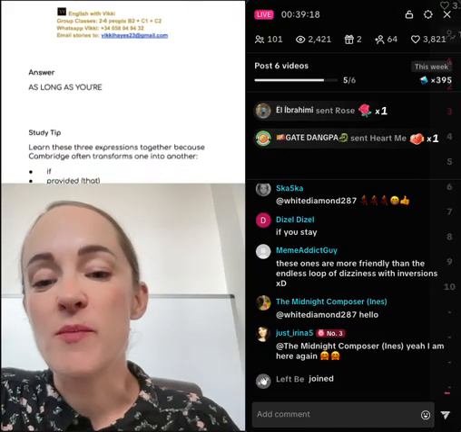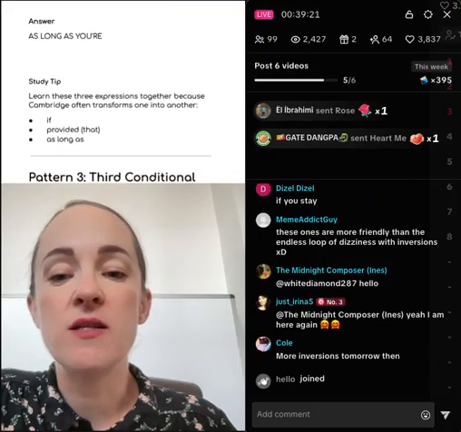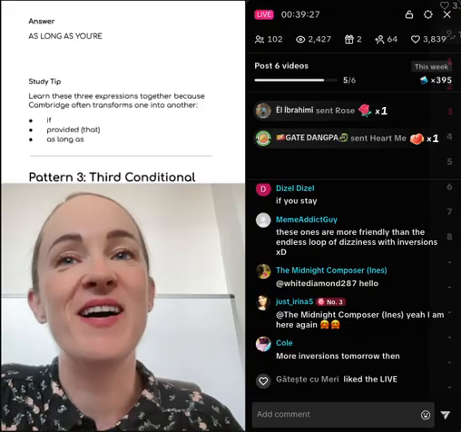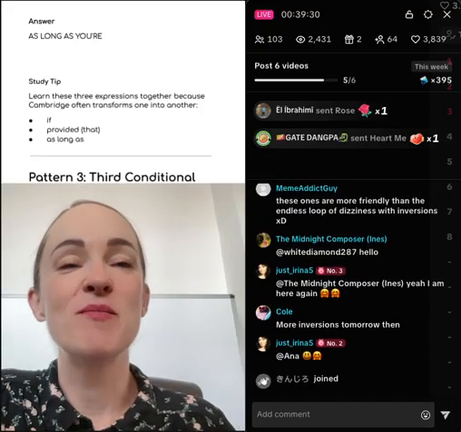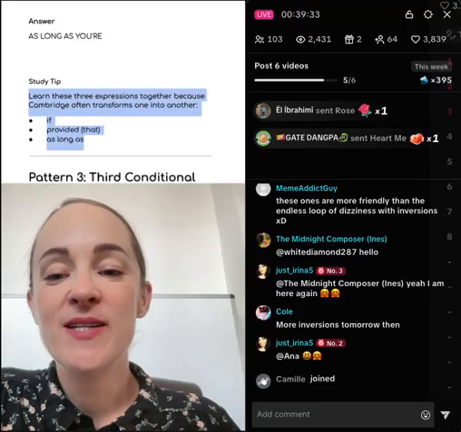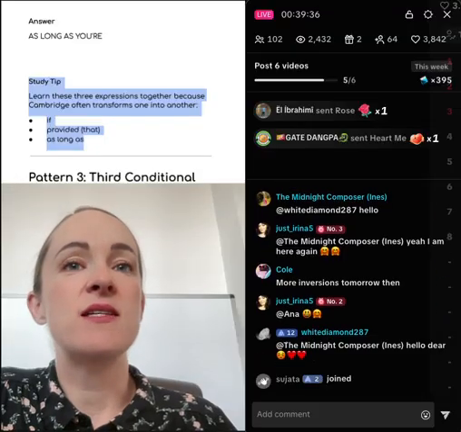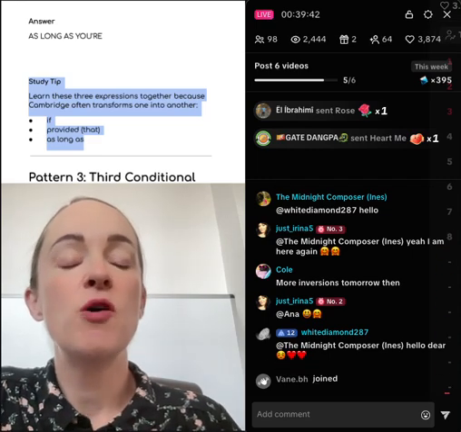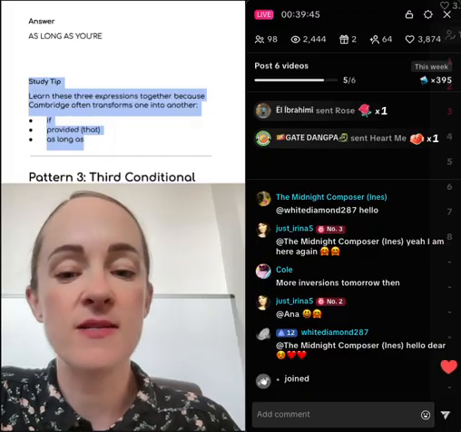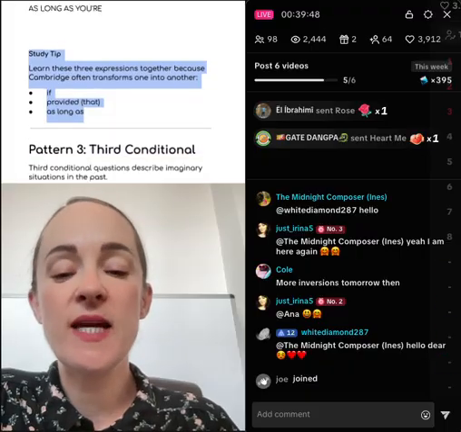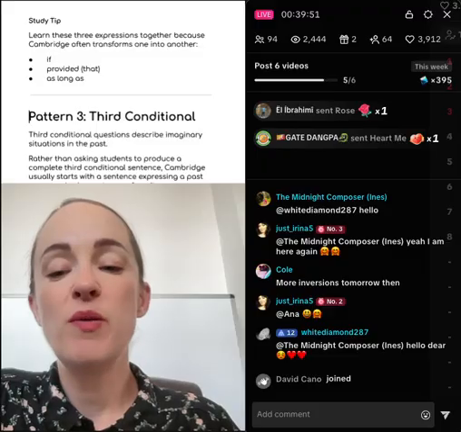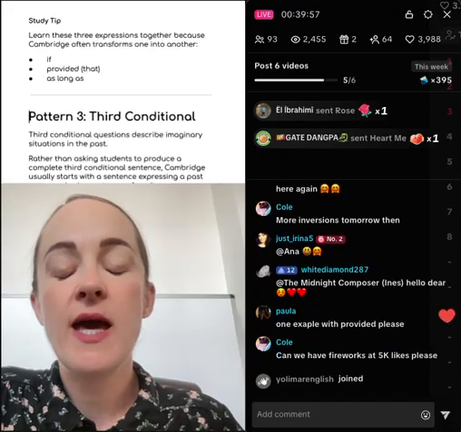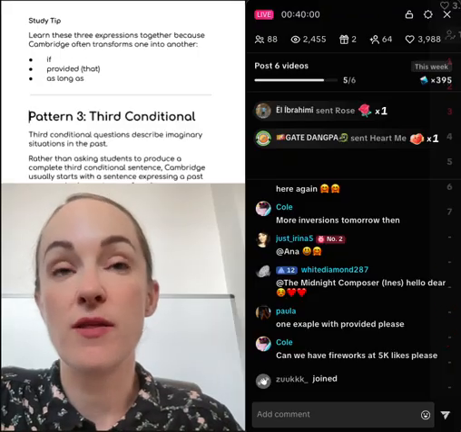Awesome. Okay. Study tip. Learn these three expressions together, because Cambridge often transforms them. You can take, again, guys, a screenshot for this one. More inversions tomorrow. Inversions maybe next month. I think we can take a break. So, if, provided that, and as long as, guys, these are three fundamental ones for the exam or for life. If, provided that, as long as, okay? And the next one then is the third conditional. People are afraid of this one, but I see many more mistakes with the second conditional than the third conditional.